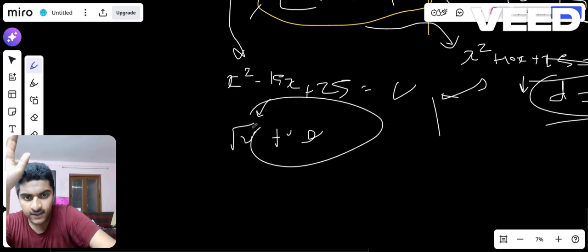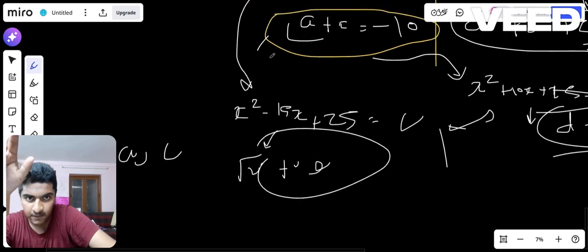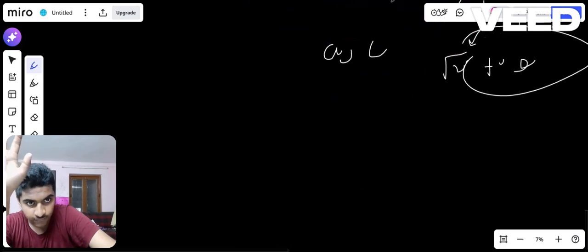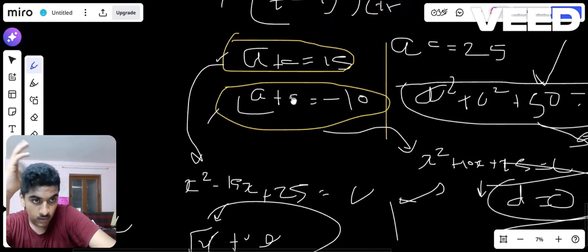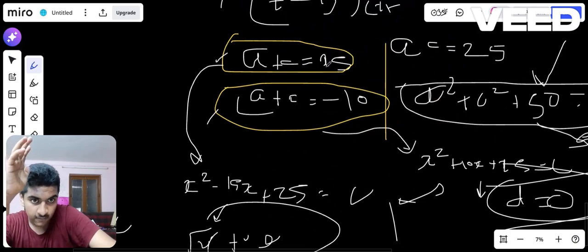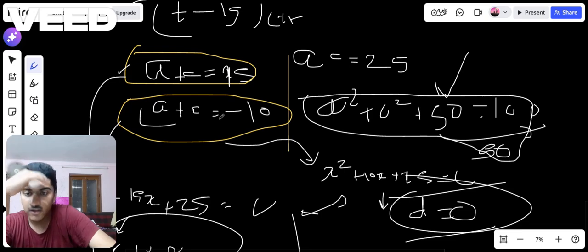So basically, this means that A and C here, in this case, a plus c equal to 25. Sorry, don't confuse this with 15. A plus c, sorry, it is 15, not 25 again. I think I messed up. Or did I?